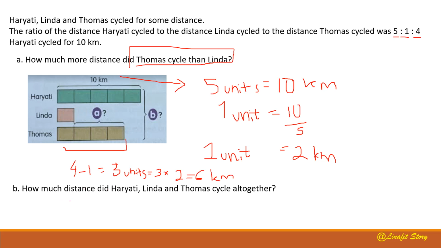Question B, how much distance did Haryati, Linda, and Thomas cycle all together? So it equals 5 plus 1 plus 4 equals 10 units. If 1 unit equals 2 km, how about 10 units? So it will be 10 times 2 equals 20 km. So they cycled for 20 km altogether.